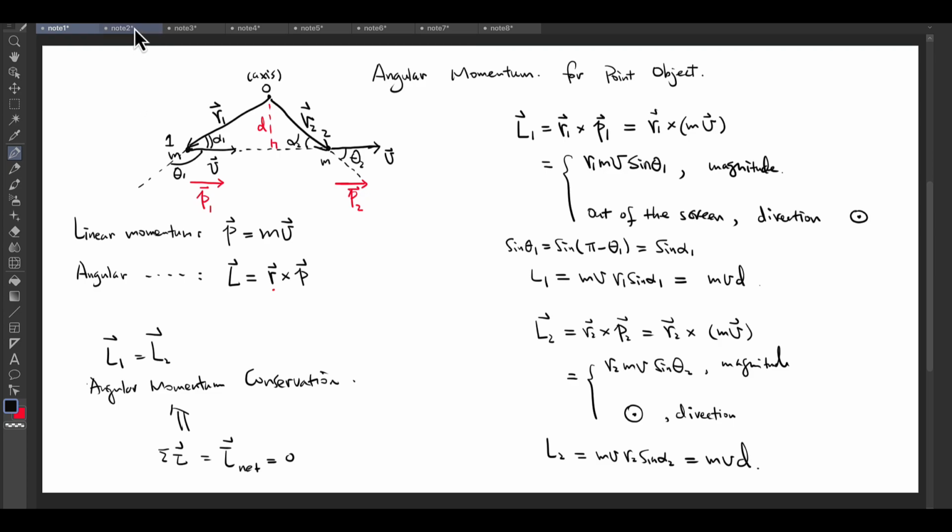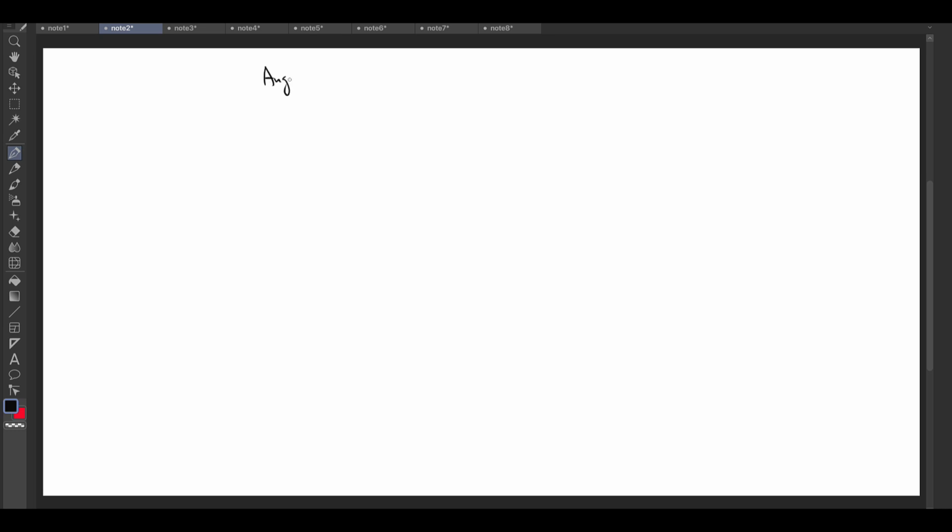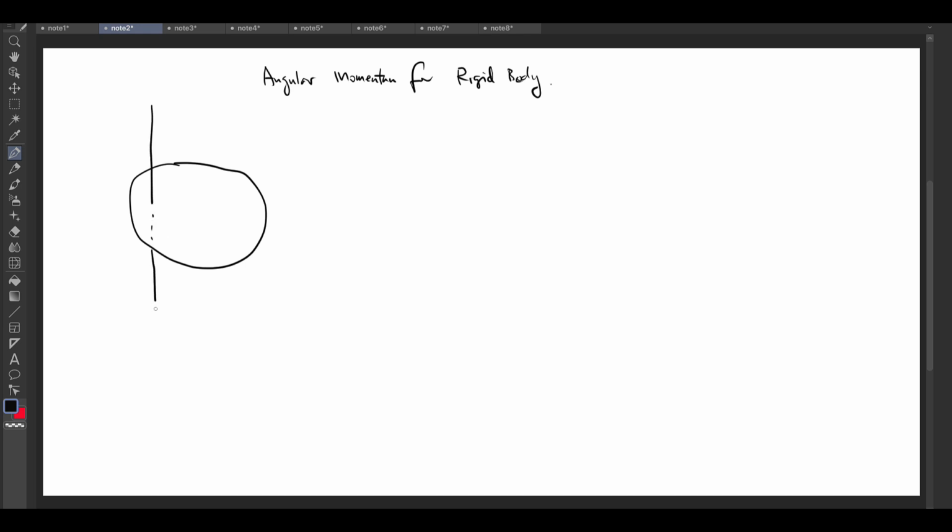All right, so now let's move on to talk about angular momentum for a rigid body. Okay, so now we go from a point object to a rigid body that has extended content. Now here's an illustration of a rigid body. So now let's say here's the rigid body, and then we have a rotation axis going through this rigid body, and this rigid body will rotate around such a rotation axis.